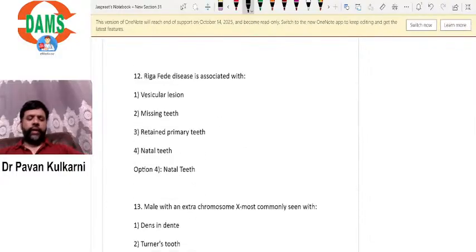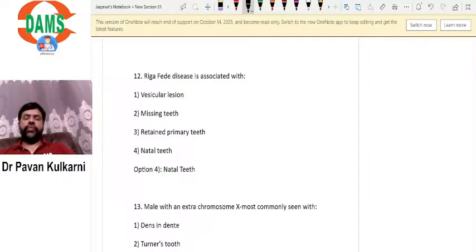Next, let us move on to the 12th question here. Riga-Fede disease is associated with. What is Riga-Fede disease? Typically in case of an infant, where there are natal and neonatal teeth. What do you mean by natal teeth? The teeth which are present at birth. Normally, the first tooth to erupt is at 6 months of age. That is the mandibular central incisor.